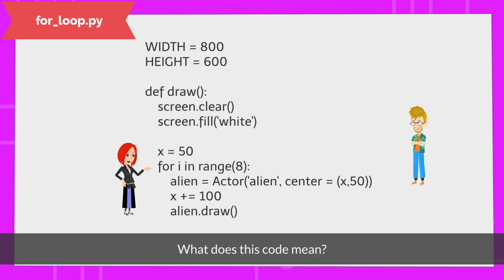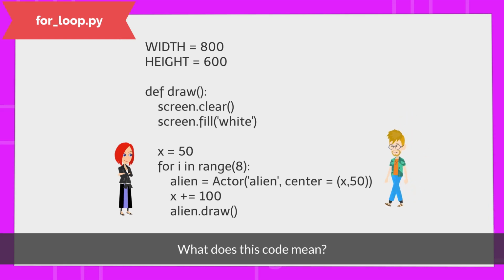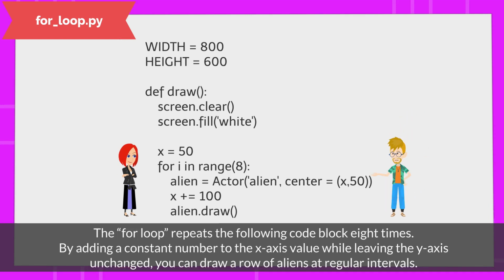What does this code mean? The for loop repeats the following code block 8 times. By adding a constant number to the x-axis value while leaving the y-axis unchanged, you can draw a row of aliens at regular intervals.